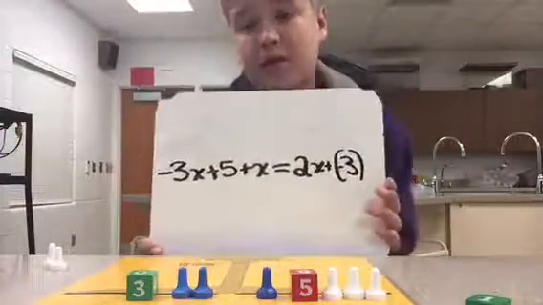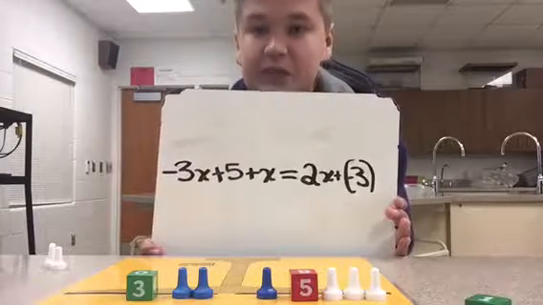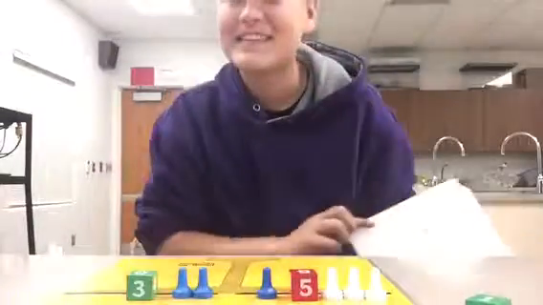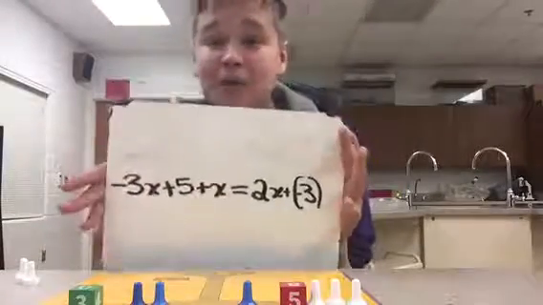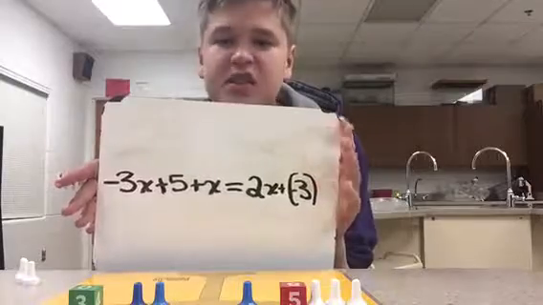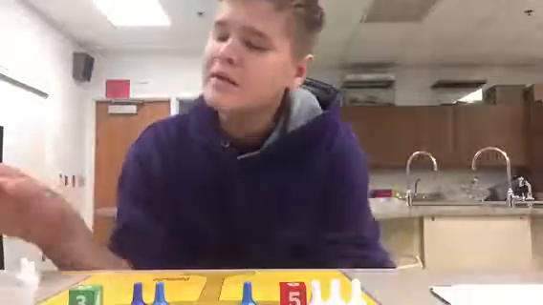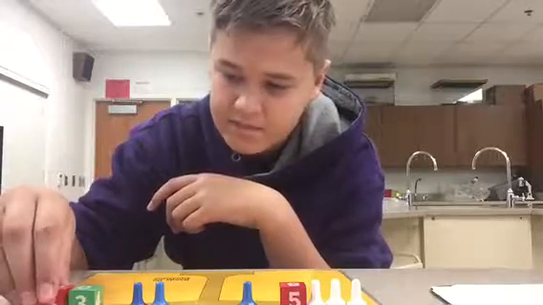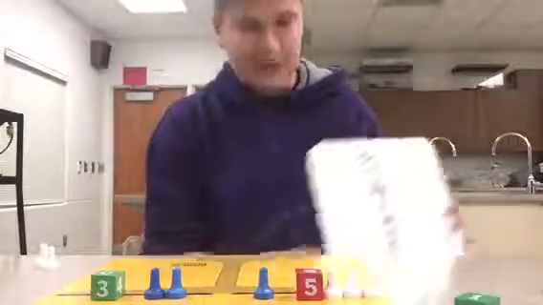Okay, our next problem is the opposite of 3x plus 5 plus x equals 2x plus negative 3. So right here, we're going to make a pair of 0 by adding 3x to each side. No, not 3x, dunce. Our next problem is wrong way. Okay.